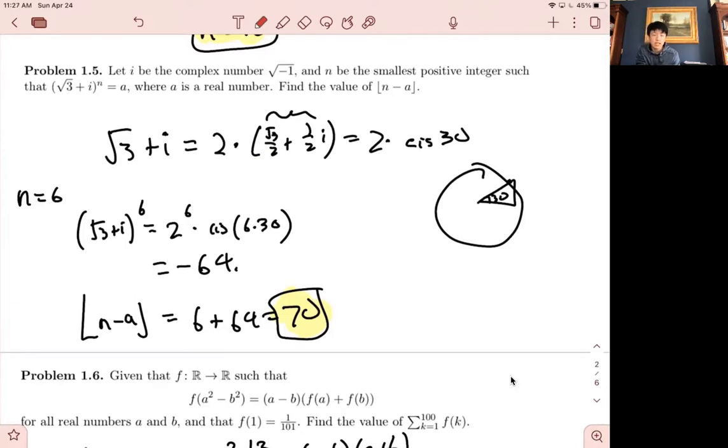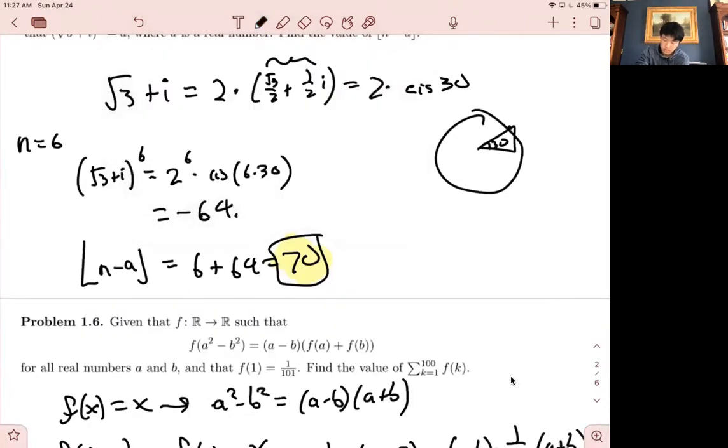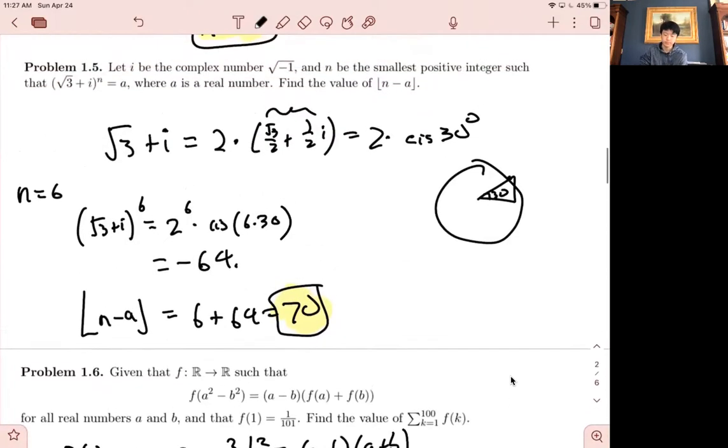So the idea here is that square root of 3 plus i is equal to 2 times cis of 30, cis of 30 degrees specifically, because cis of 30 is square root of 3 over 2 plus 1/2 i. And the nice thing about this is that when we raise square root of 3 plus i to the nth power, we get 2 to the n times cis of 30n. And we want cis of 30n to be a real number.